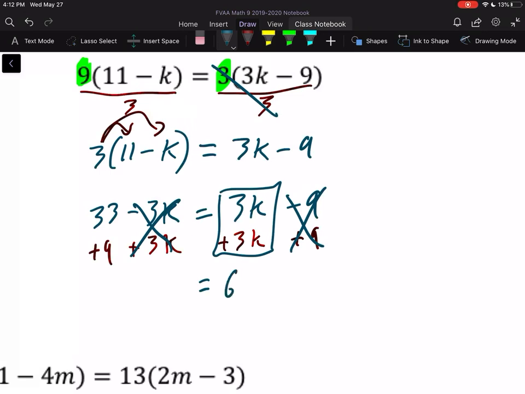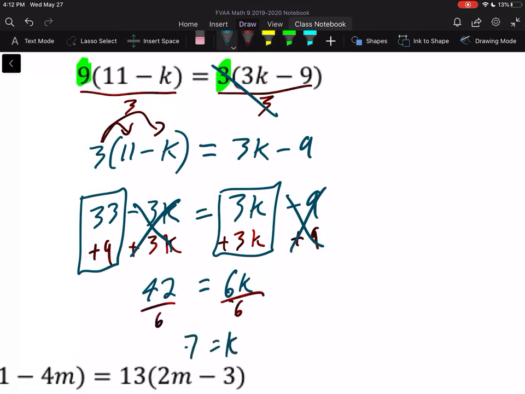3k plus 3k is 6k. And this, 33 plus 9, which is 42. And then last step, divide by 6, divided by 6. K is equal to 7. Okay?